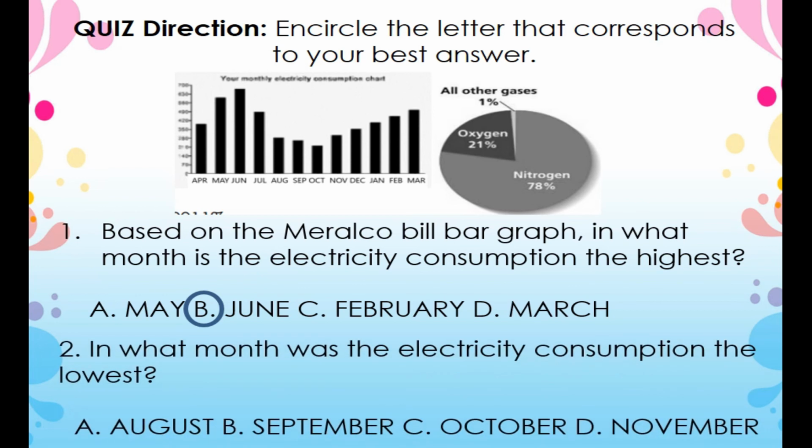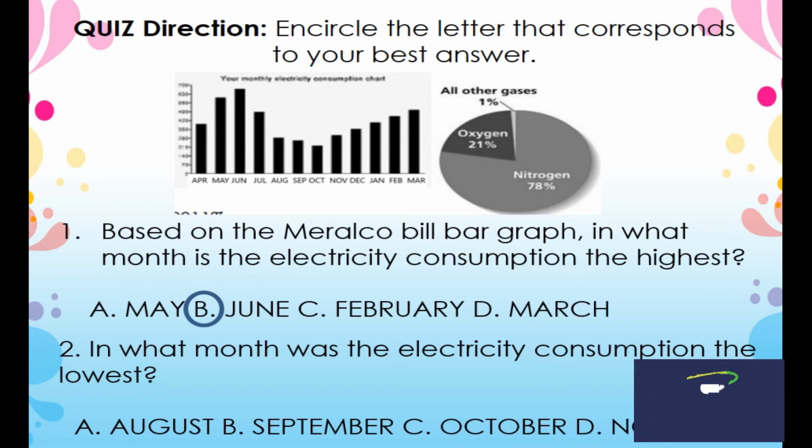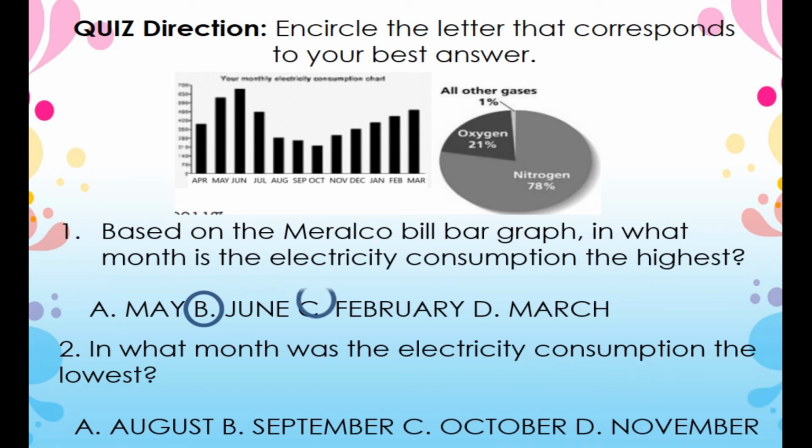Number 2. In what month was the electricity consumption the lowest? A. August, B. September, C. October, D. November. The correct answer is letter C, October.